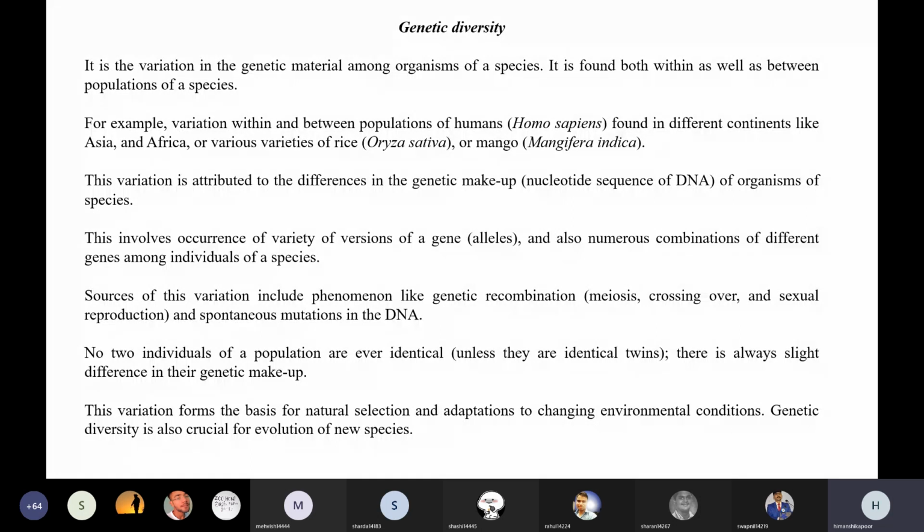Coming to the spontaneous mutations in the DNA first. What do you understand by mutations? These are changes in the nucleotide sequence of the DNA. That change can also fall in the nucleotide sequence of a gene. Due to this change in the nucleotide sequence, even if it is of one base pair, it can affect the expression of the gene.